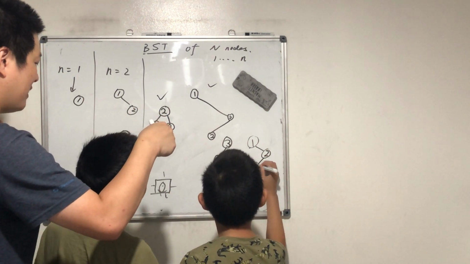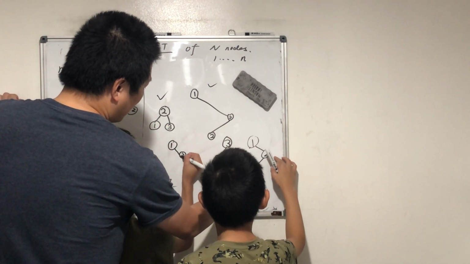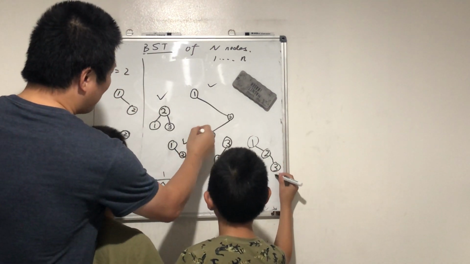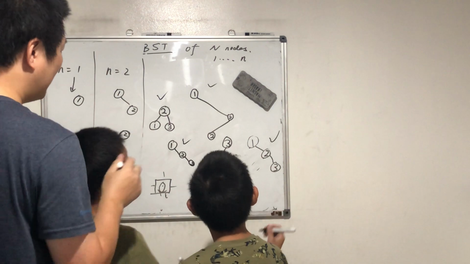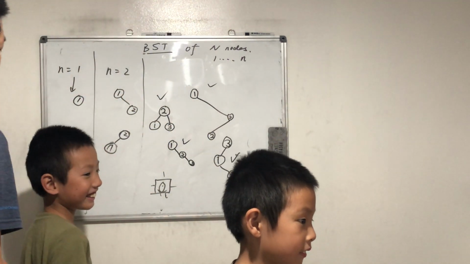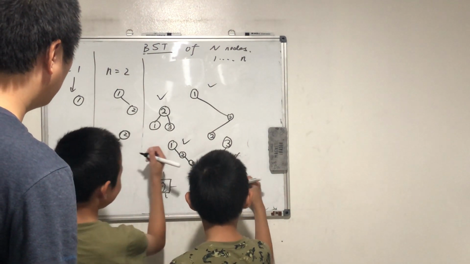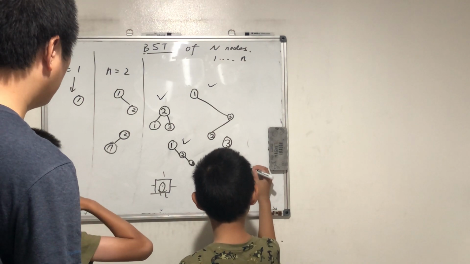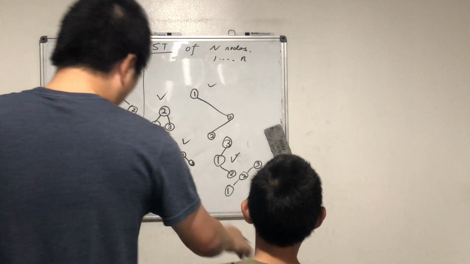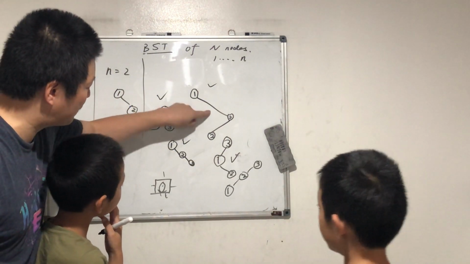No, this is not a binary search tree because the left is bigger. Yeah, go here. That's right. Do we have more? This is the same as this one. Keep thinking. Well done. Yes, 1, 2, 3. That's perfect. 1, 2, 3, 4, 5.